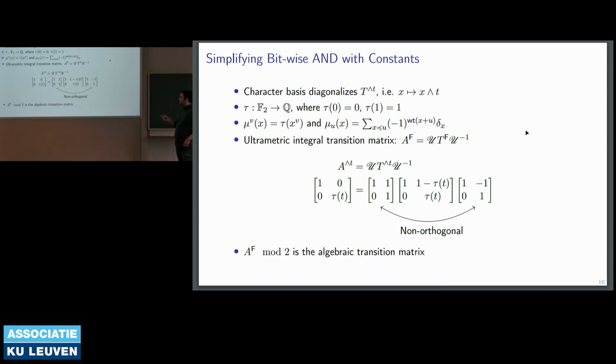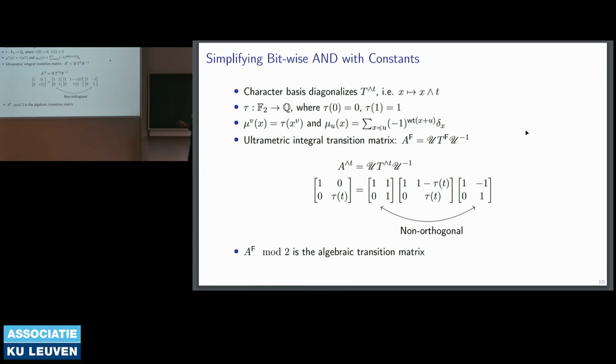But because the bitwise AND doesn't form a group, we don't have an orthogonal basis. So our ultrametric integral basis looks significantly different from its dual. And then indeed we can see that if we define this change of basis, we get the ultrametric integral transition matrix, and the transition matrix of the bitwise AND is indeed diagonal.